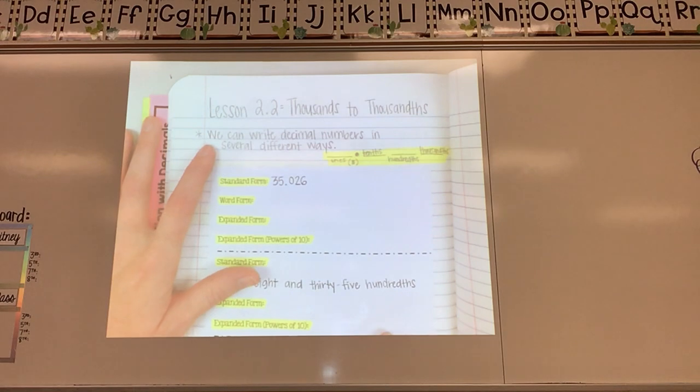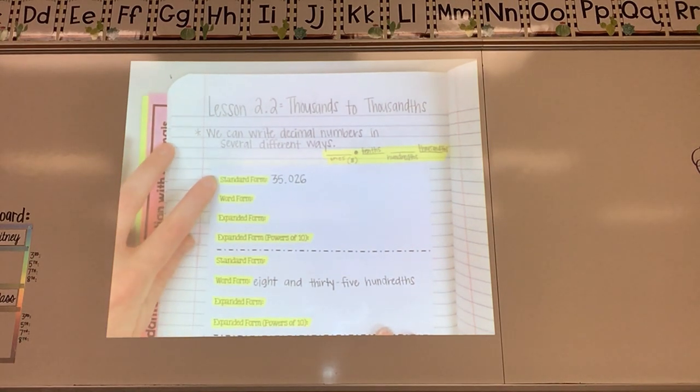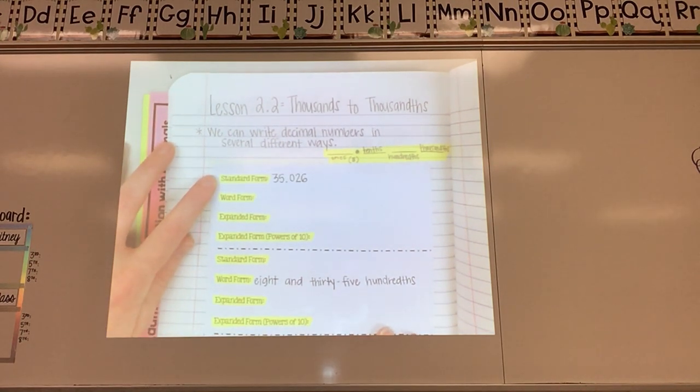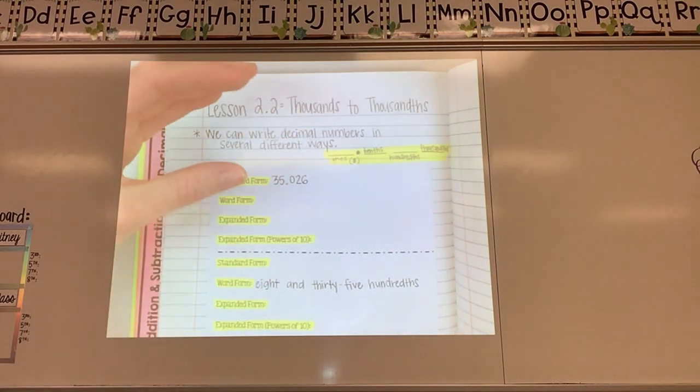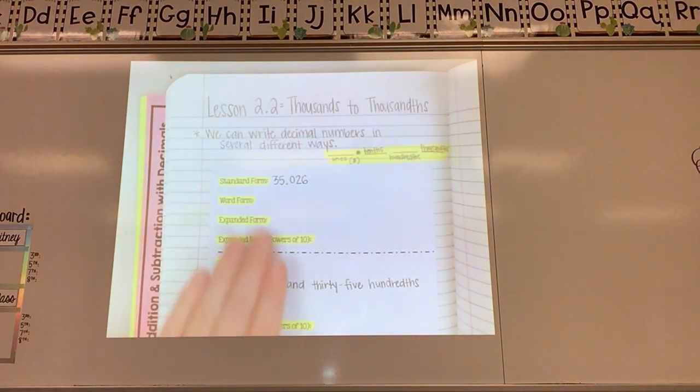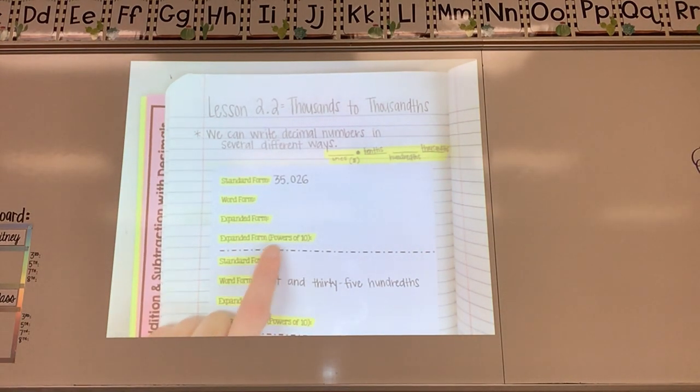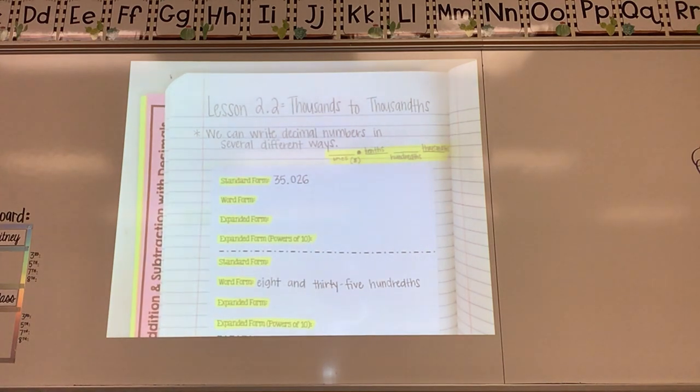We can write decimal numbers in several different ways, just like we do other numbers whenever you are in fourth grade. We have standard form, which just means a normal number. We have word form, which means to write it out in words. And we have expanded form, which is where we stretch it out to make the number a whole lot bigger by looking at the different place values. There is also one called expanded form powers of 10. We're not going to worry about that one today. We will practice it again when we come back and we look at these notes a second time.